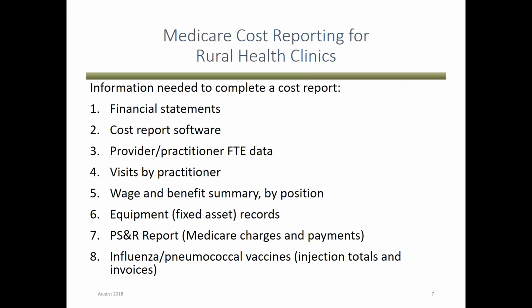The rural health clinic must report provider staffing ratios by provider type. So physicians, physician assistants, and nurse practitioners must all be separately reported along with their full-time equivalent status. A required component of the Medicare cost report is identification of the number of full-time equivalent providers by practitioner type.